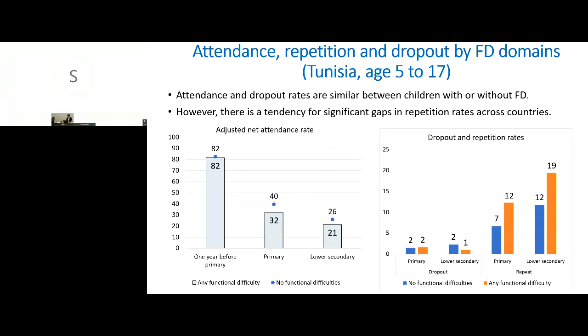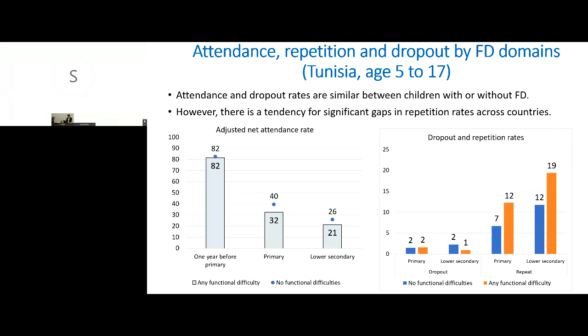So we don't expect to see huge differences between children with and without functional difficulties in terms of access to education. So inclusive education should mean both providing access to education for those who are out of school, but also providing proper education tailored for the type of difficulties they have, because there are a lot of children with functional difficulties in the education system.